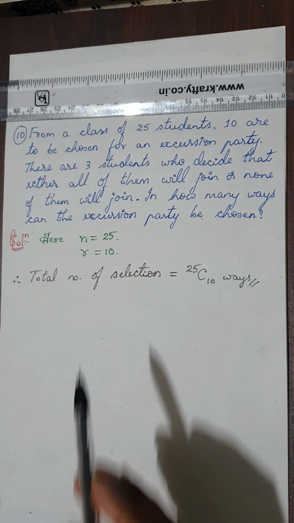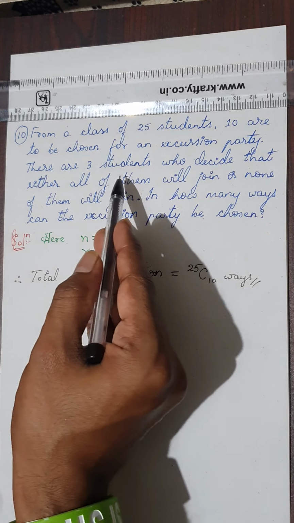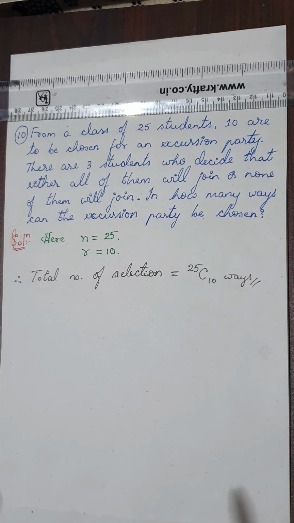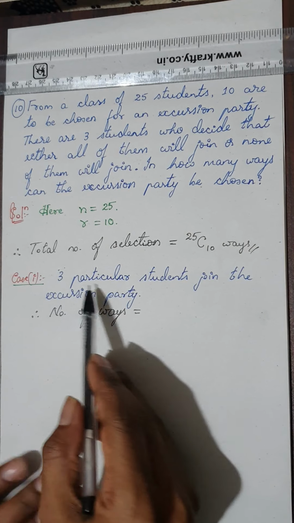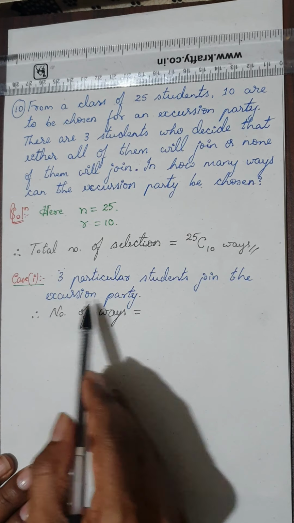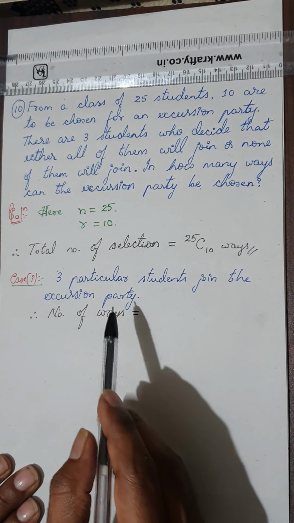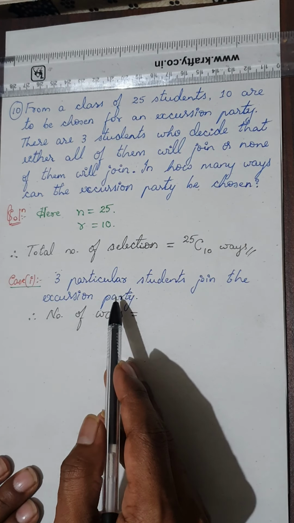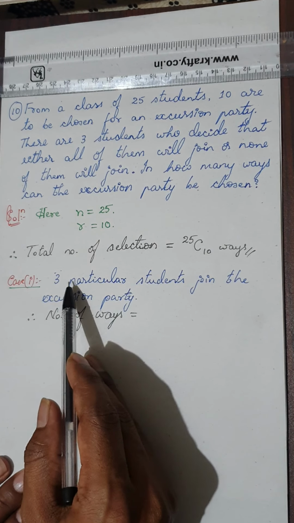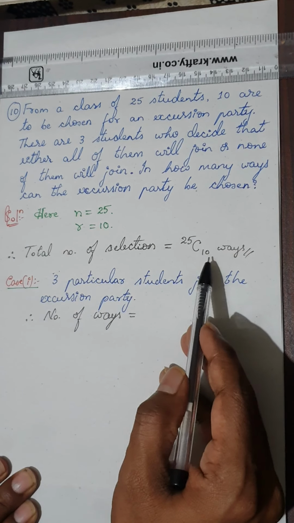Now let us split this condition in 2 cases. First case, all the 3 students are selected. In the second case, none of these 3 join. Okay, let us consider the first case. 3 particular students join the excursion party. As I told you, these 3 idiots or 3 friends, close friends, will compulsorily join. Okay, so if these 3 students join, as I told you, out of 25 students, I have to select 10, right?